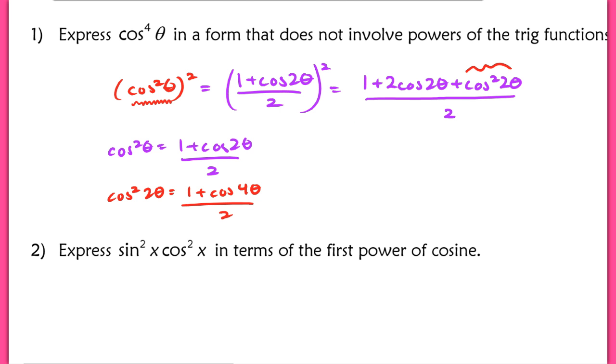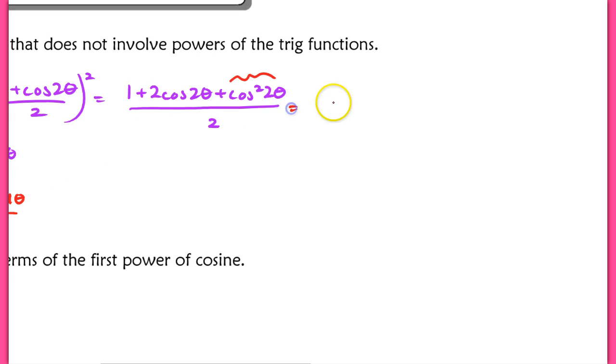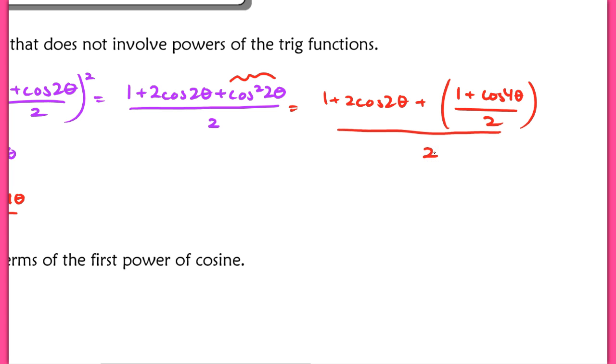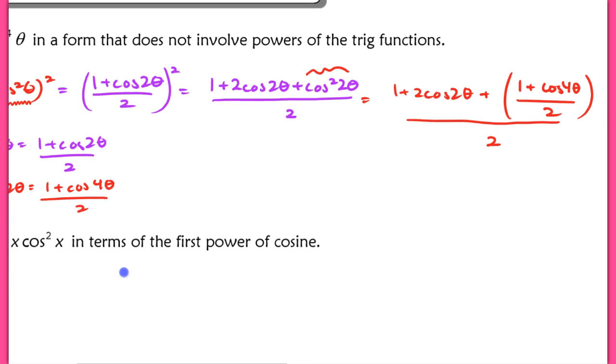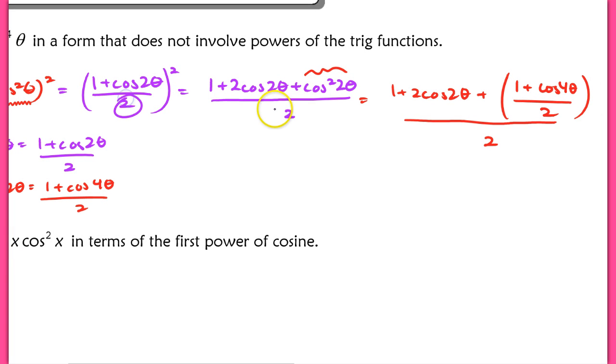So I come back over here and rewrite this as 1 plus cosine 2 theta plus 1 plus cosine of 4 theta over 2, all over 2. So I've already been able to manipulate this so that I no longer have a power of that trig function, so I've answered the question. I just want to clean this up a little bit and try to simplify it. Oh, you know what? I think I messed that up because I didn't square the denominator. Just realized that. Sorry about that. So that should be a 4 here and a 4 there.